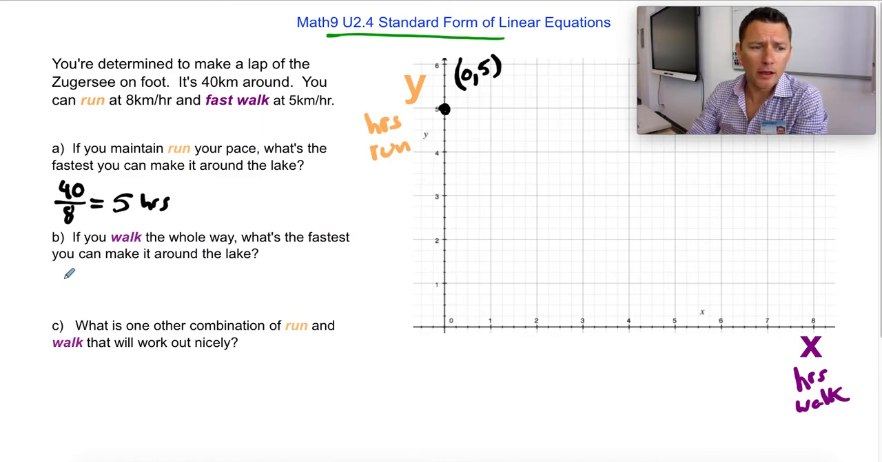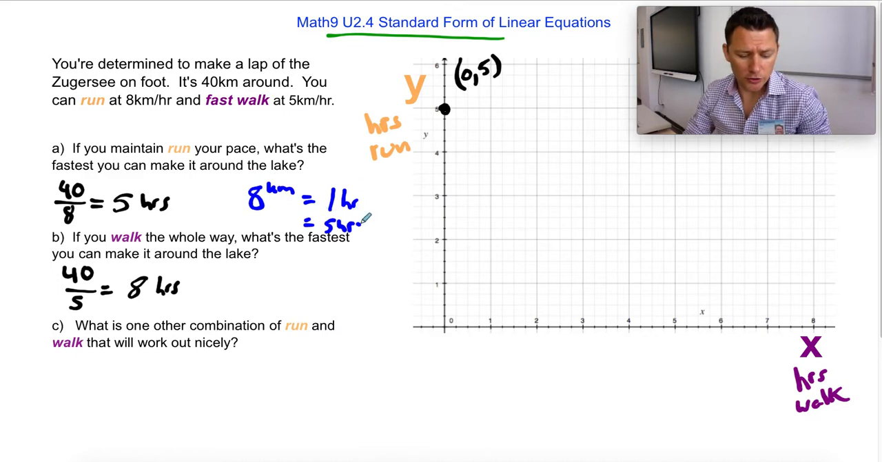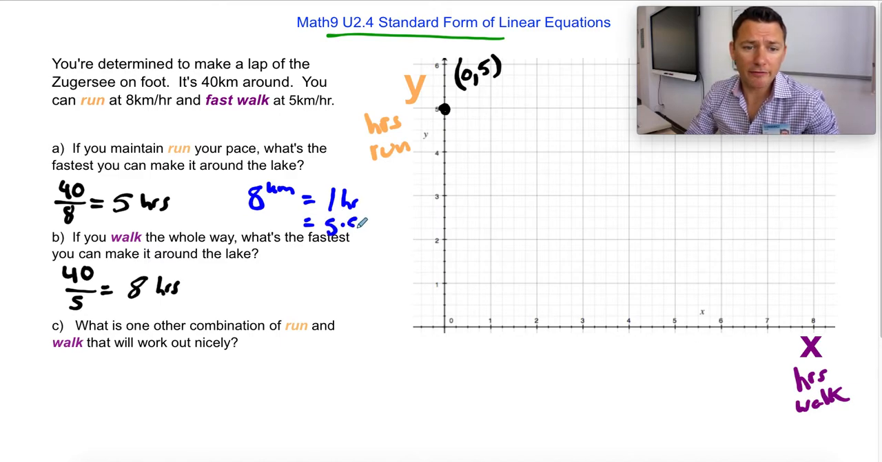If you walk the whole way, that 40 kilometers divided by 5 kilometers an hour should take you 8 hours, right? If you're not sure about these, think about this. If you're going 8 kilometers in 1 hour, how long in 5 hours? In 5 hours, each one of these hours you're going 8 kilometers, so you'd be going 5 times 8 to get that 40, right? So we're dividing this side by 8 and this side by 8 to get that 5.